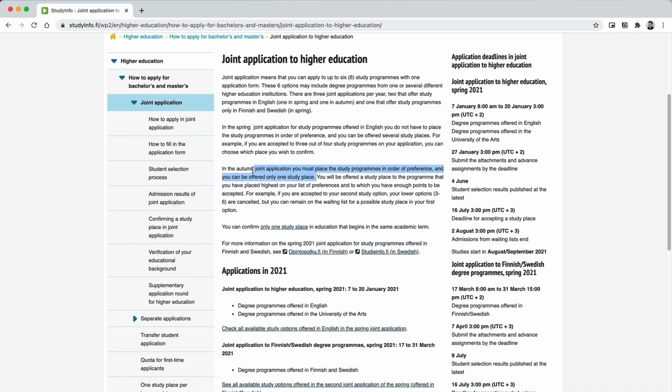This is a bit different if you apply in the autumn joint application period. Because when you apply in the autumn period using a joint application, you must place the degrees that you apply to in an order of preference. More importantly, you can only be offered a place of study in one degree program. How this works is that in the autumn, you will be offered a place in the program that you have placed highest on your priorities and to which you have enough points to be accepted.